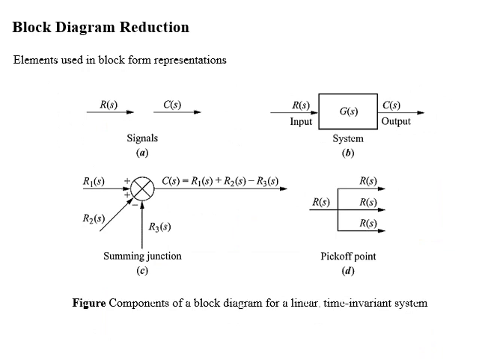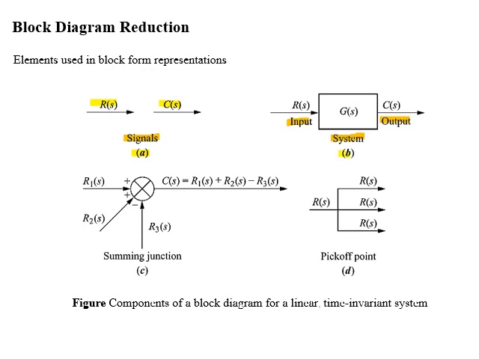Dear students, now we will start block diagram reduction. In block diagram form of representation, a system is represented by a block and signals, which are input signals or output signals. Signals are represented by arrows. If you see, figure A represents input signal R of S and output signal C of S. These both signals are represented by arrows.